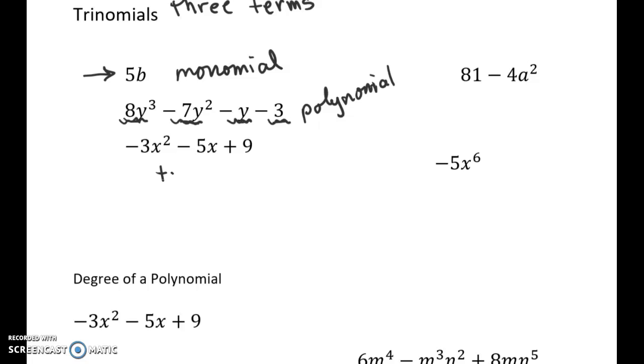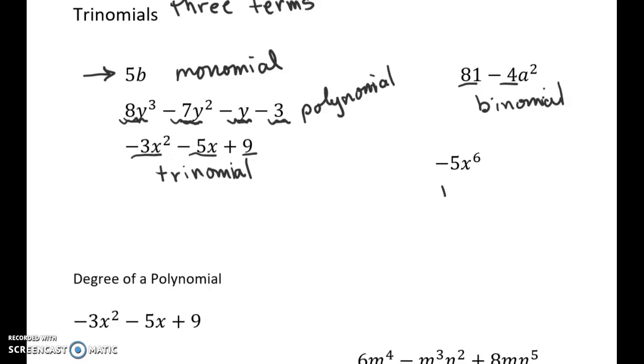And this next one would be a trinomial because it has 3 terms. And I like to talk about the coefficients because we're going to work with those a lot. So we have a coefficient here of -3, a coefficient here of -5, and the constant here is 9. All right, our next one over here is a binomial because it has 2 terms. Keep spelling binomial. 81 and -4a squared. So here's your constant this time, 81, and then the coefficient on a squared is -4.